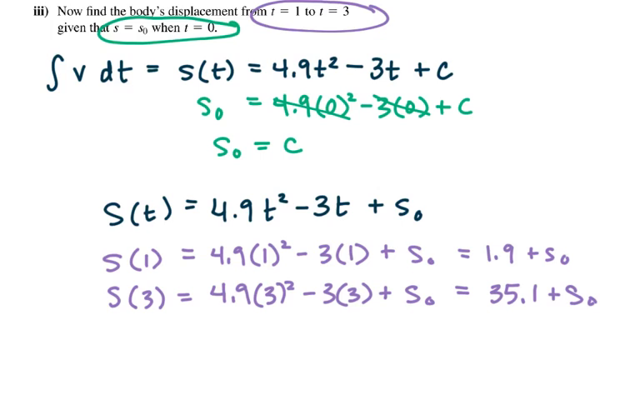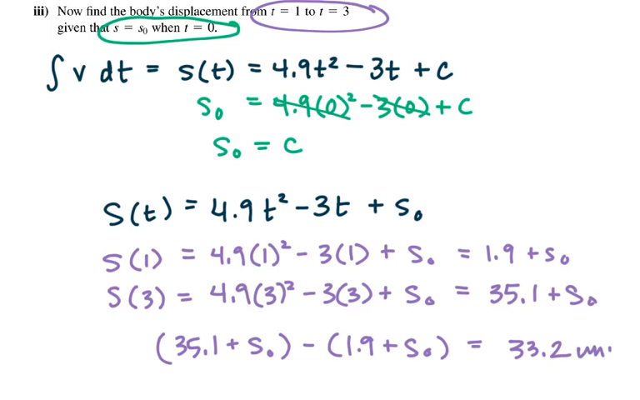So if I go to find the difference between these, 35.1 plus s sub 0 minus 1.9 plus s sub 0, and I subtract those, again, I end up with 33.2. And that is units of measure.